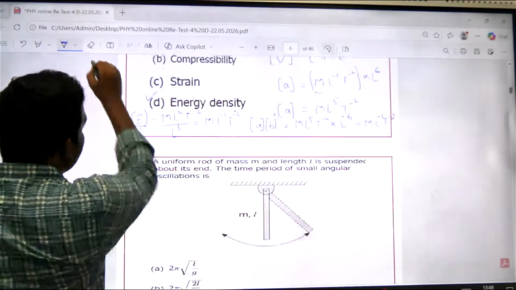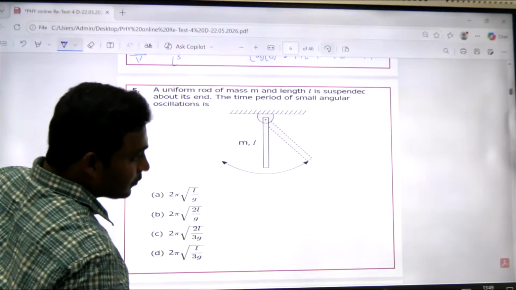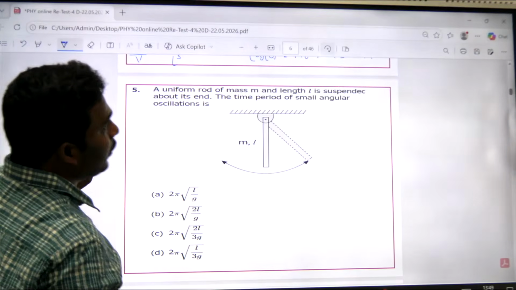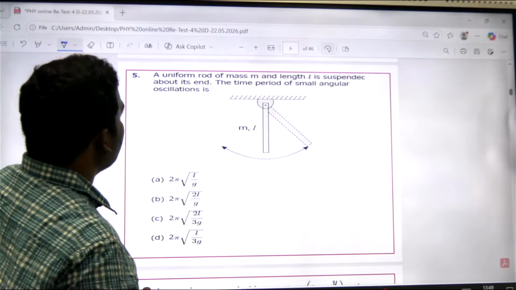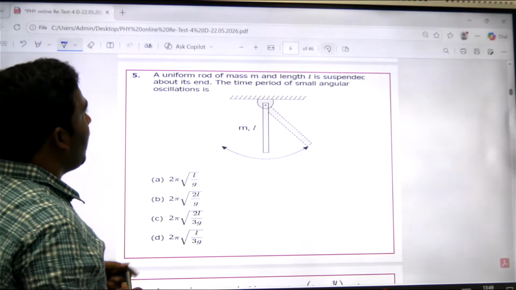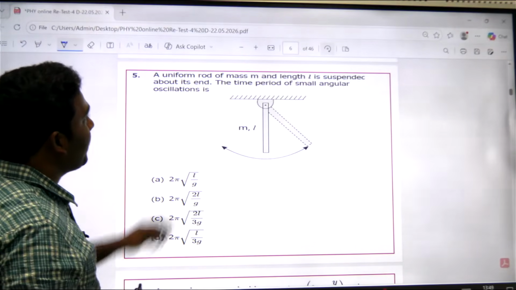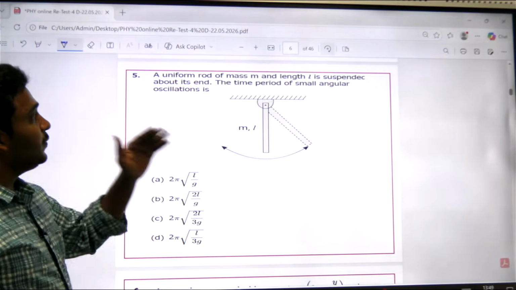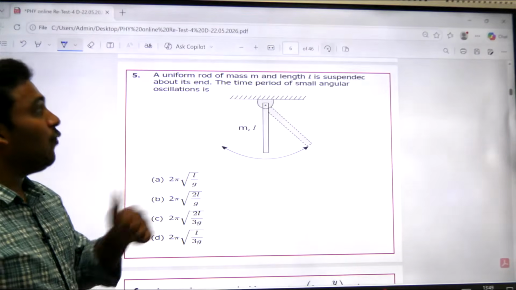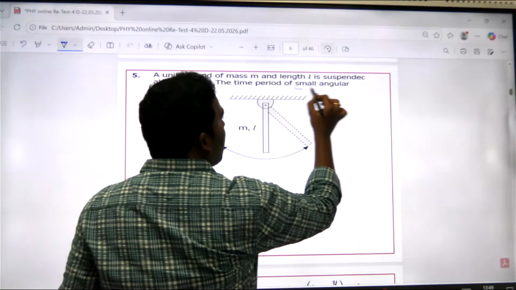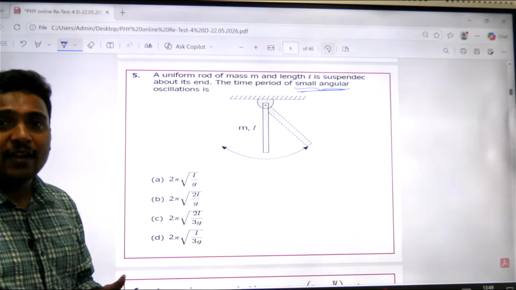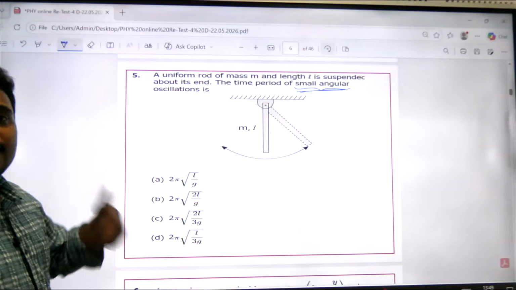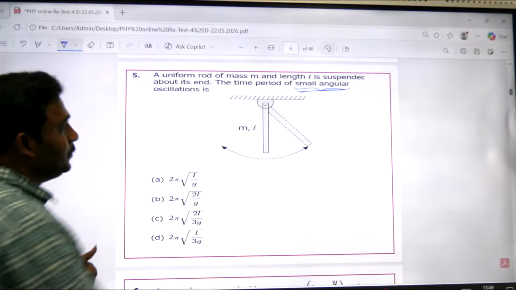And now going to question number 5. A uniform rod of mass M and length L is suspended about its head. The time period of small angle oscillations is? Why small angle? Always remember small angle oscillations. Why is this important? Small angle oscillations indicate it is undergoing simple harmonic motion.